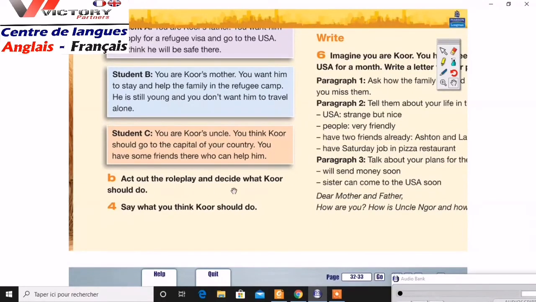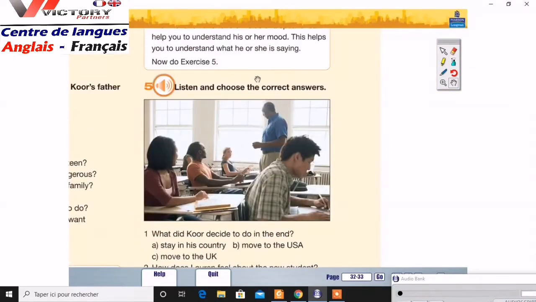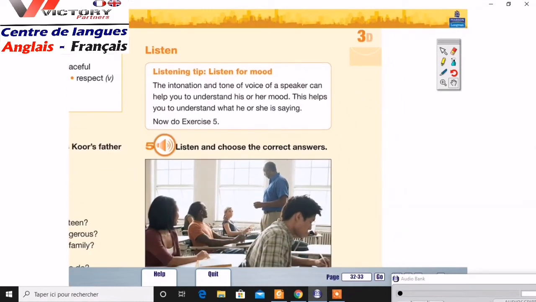So act out the role play and decide what Kur should do. So say what you think Kur should do. Okay, anyway, so here we will move to talk about the listening activity. Listening tip: listen for mood.